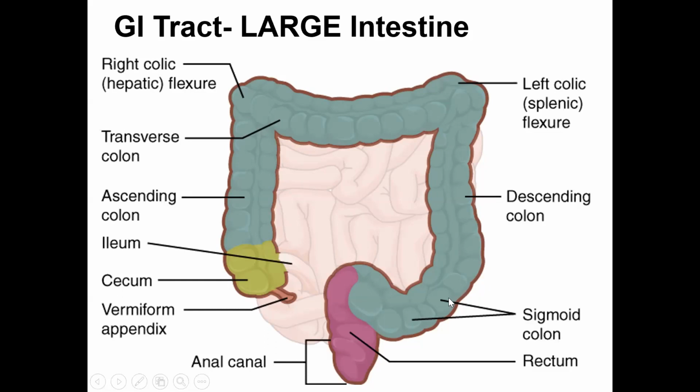And then we can speak of the sigmoid colon. So we know the word sigmoid means S-shaped or S-like, and this is that windy portion of the colon where we twist and turn to get into the anal canal, and then that becomes the rectum, and then the opening out to the external surface is called the anal canal.